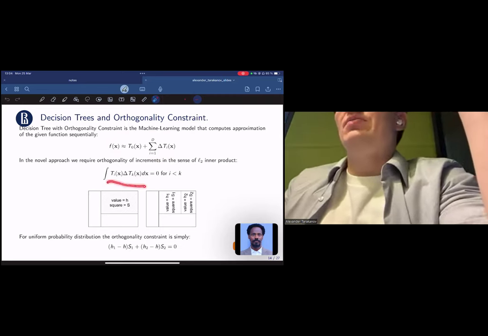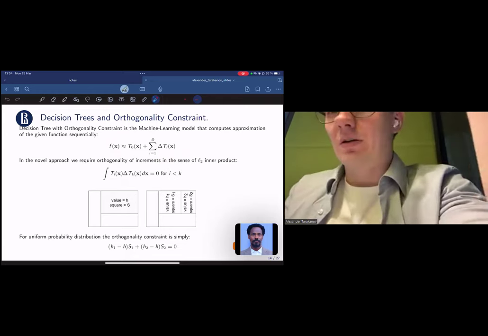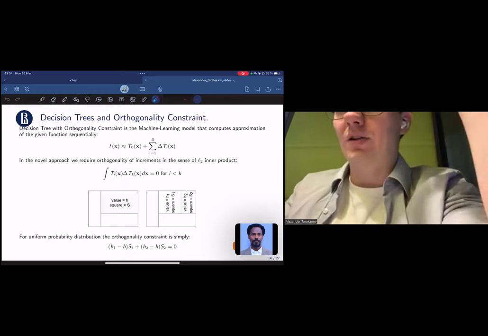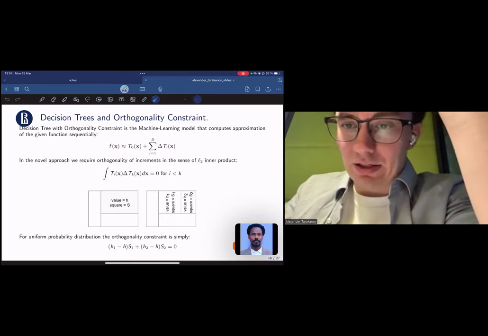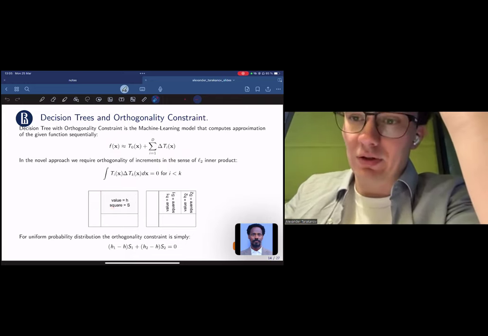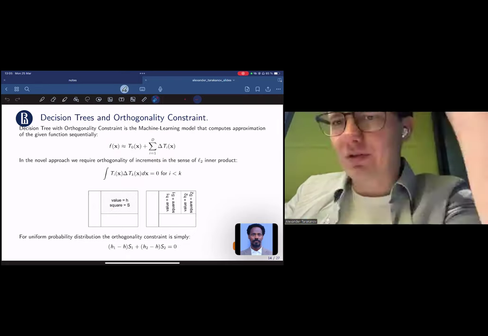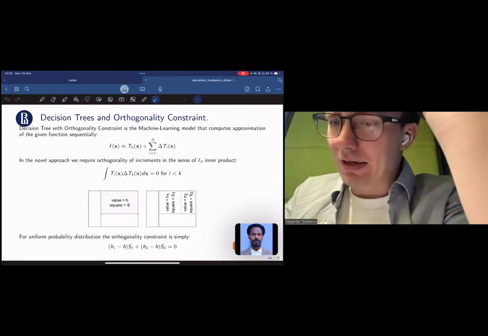So this means, in the sense of the regular L2 norm, and the domain where the tree is defined. So how does this work? Let's start again. We have already split our domain into three rectangles, and we want to construct the fourth rectangle. Let's suppose that we decided to split this one.